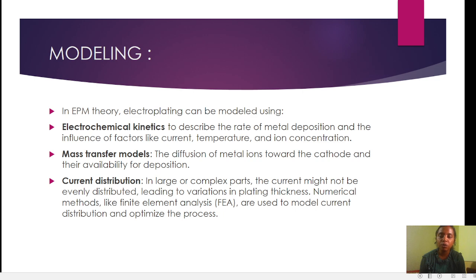Secondly, mass transfer models: the diffusion of metal ions toward the cathode and their availability for deposition. In the mass transfer model, we look at the diffusion of the metal ions at the cathode side and their availability for deposition. Next, current distribution.